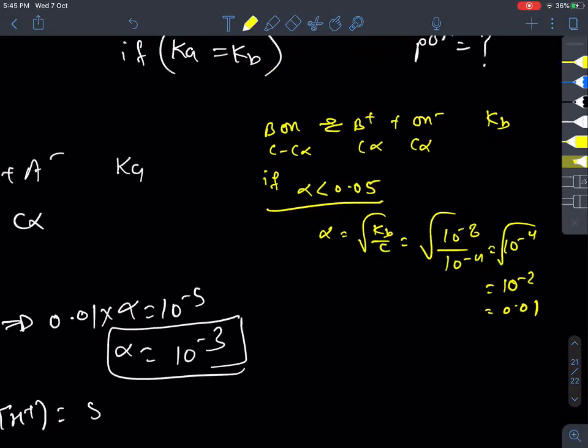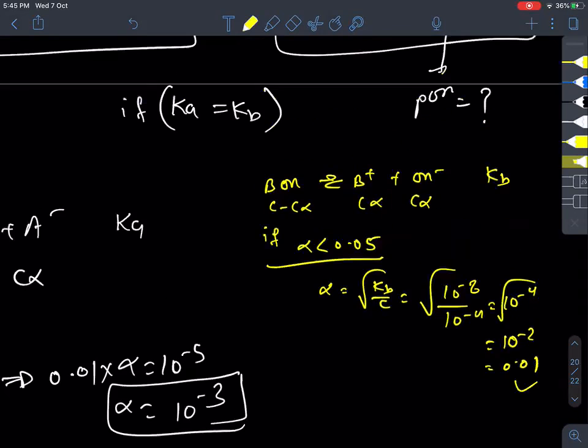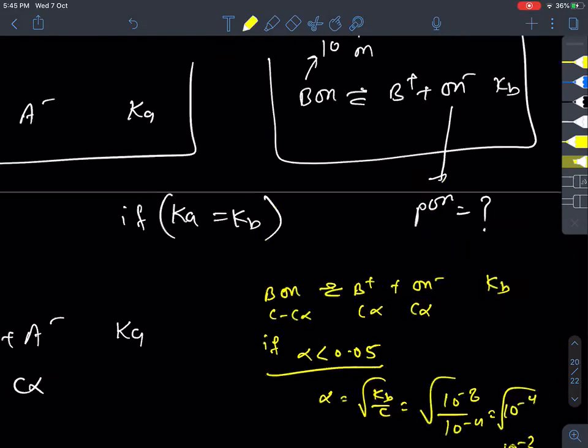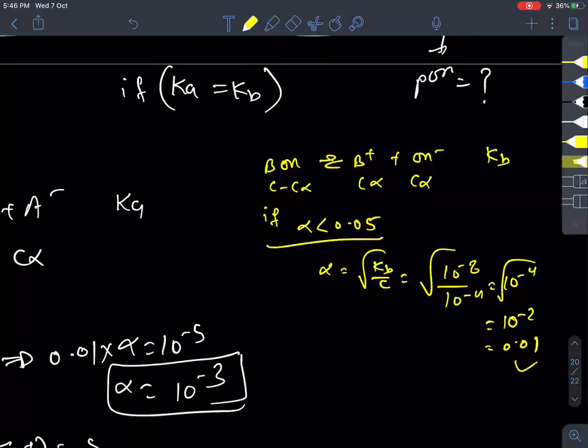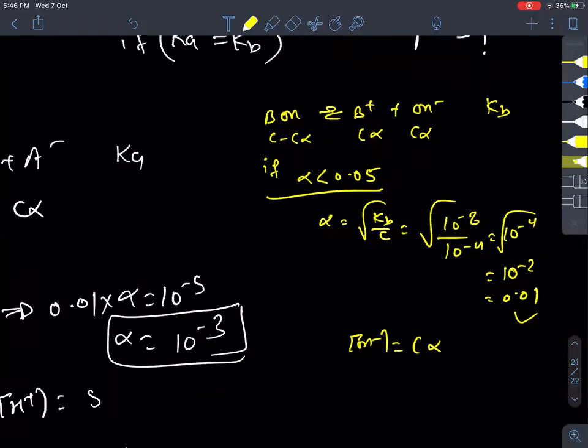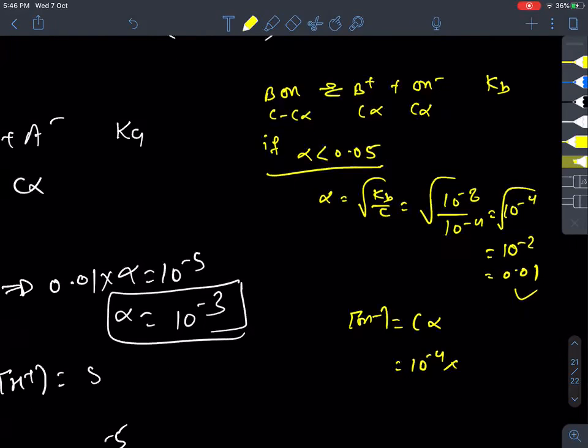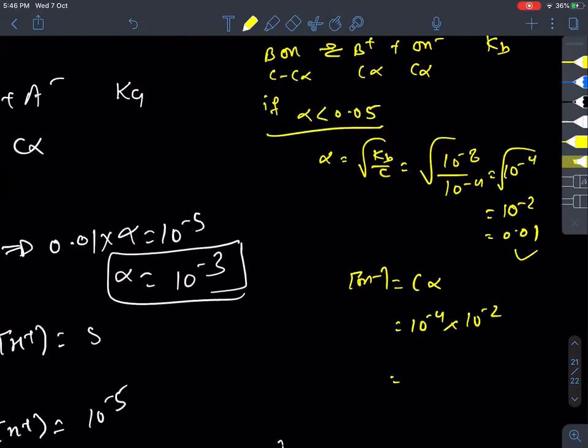Is it following our condition? Yes, 0.01 is far less than 0.05. That means this is true. Now, once this is true, I think the question is over, because the concentration of OH minus will be C alpha. And C is how much? 10 to the power minus 4. Alpha is how much? 10 to the power minus 2. Overall, it is 10 to the power minus 6.